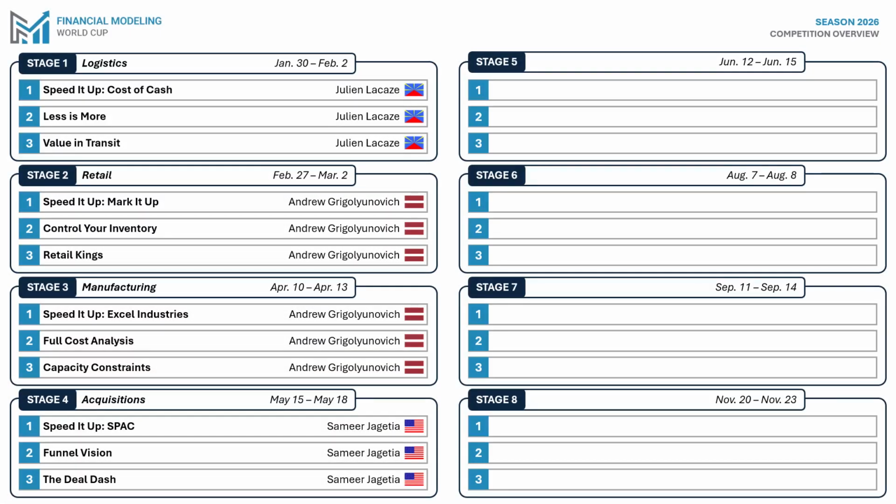The Financial Modeling World Cup has just wrapped up its fourth stage of the 2026 season, which means we are already halfway through. And this stage is on the theme of acquisitions. 3 cases written by Sameer Jagetia. My apologies, Sameer, if I pronounced that wrong. Let's take a look at this first one, this speeded up case.